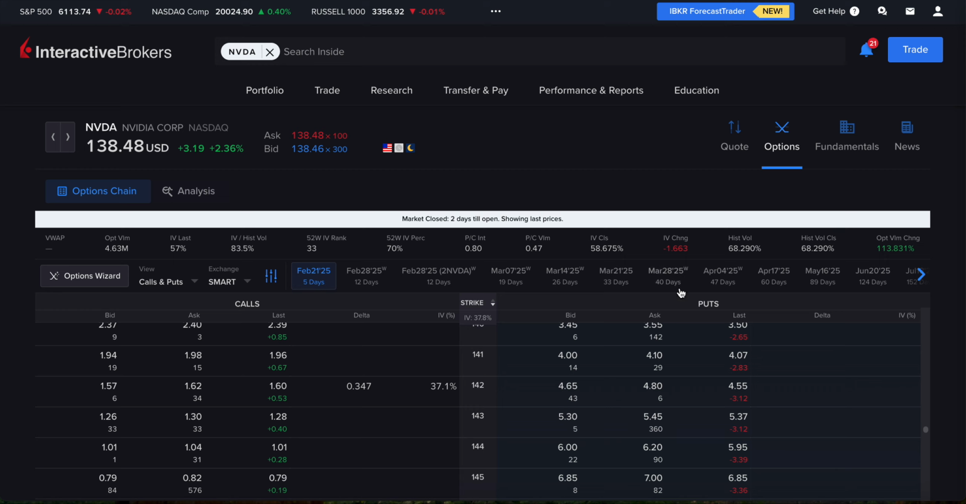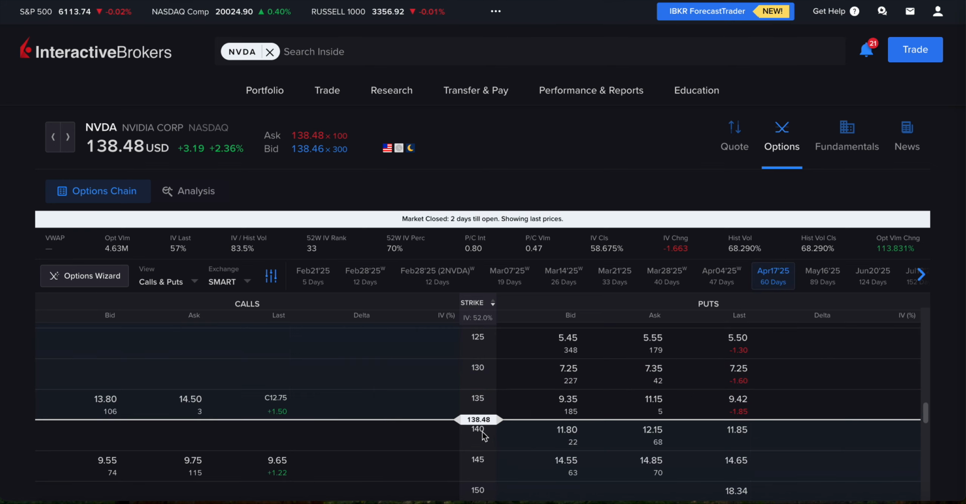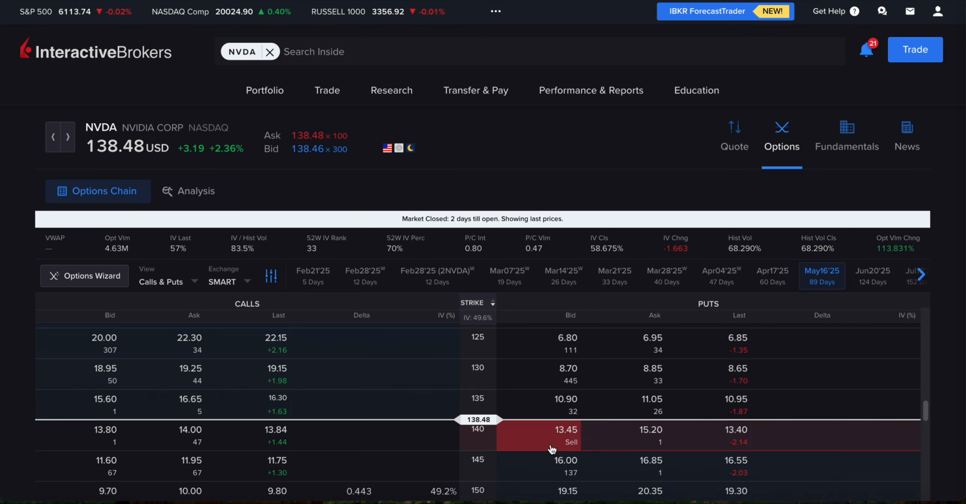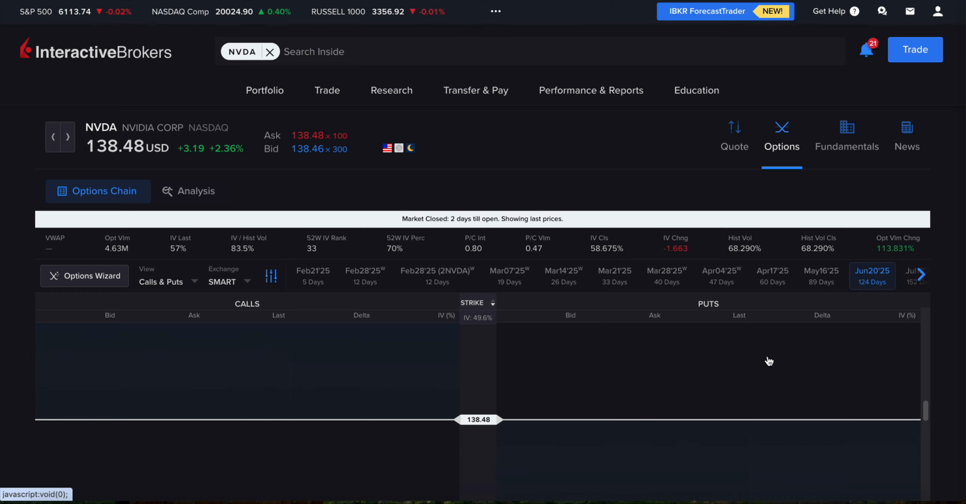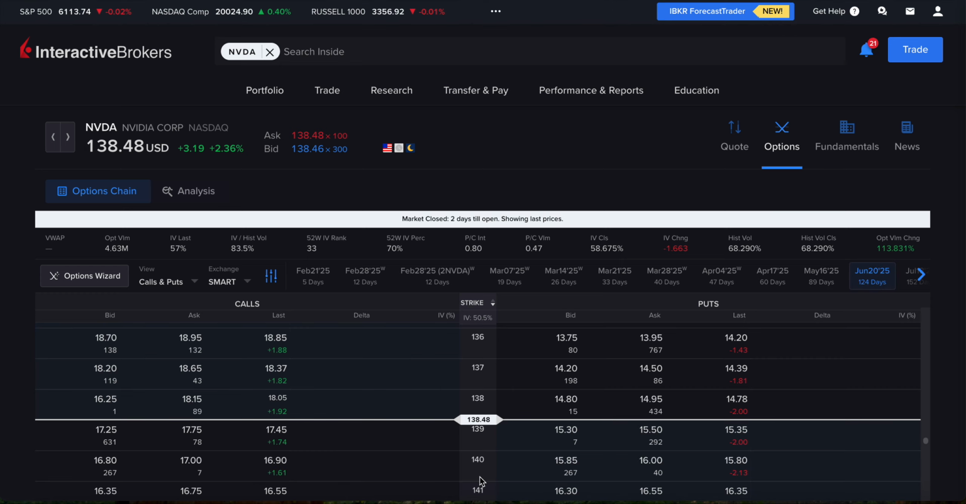However, on the other hand, monthly options tend to be more stable and have lower volatility compared to their weekly counterparts. Let's say we look at the strike price at 140, it is 11.80. If you look at May, 13.45, and then June 20, 140, 15. As you can see, the increment in the premiums when you sell these options is quite stable.